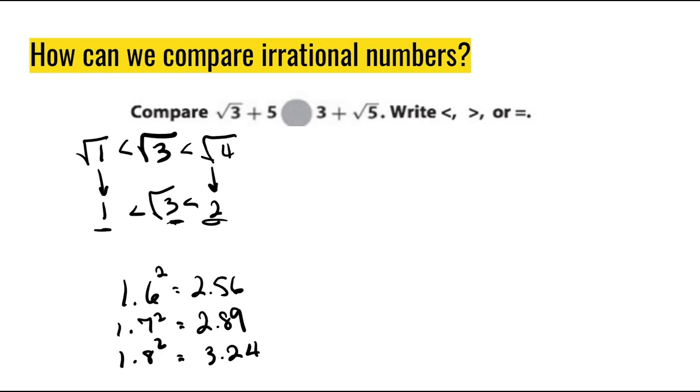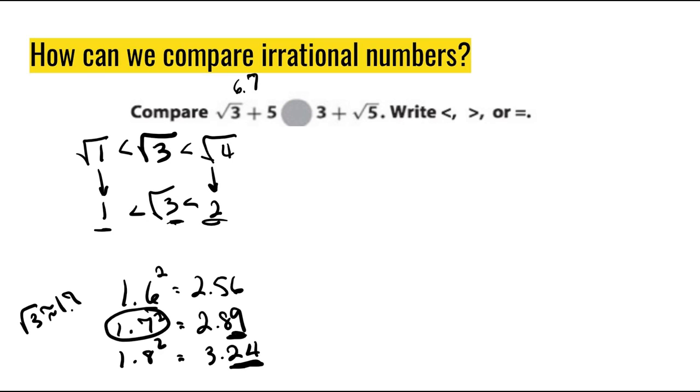So I have 2.89 and I have 3.24. This one is only 0.11 away. This one is 0.24 away. So 1.7 is our closest approximation. That means that the square root of 3 is about 1.7. And we can use this and now add 5 to it. So we have 1.7, that's what the square root of 3 is, plus 5 gives us about 6.7. Okay? So we know what the left side is.